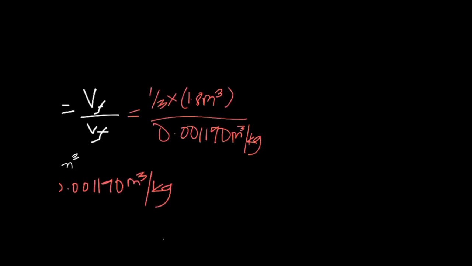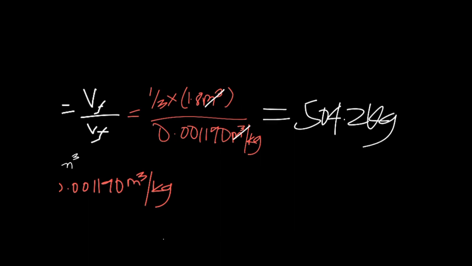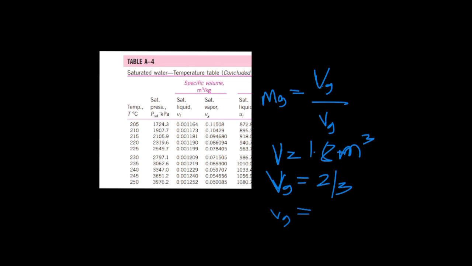This one-third came from the volume of the liquid phase, so we're going to compute the mass of saturated liquid. First, we cancel the unit of cubic meter. So our mass of saturated liquid is 504.2 kilogram.